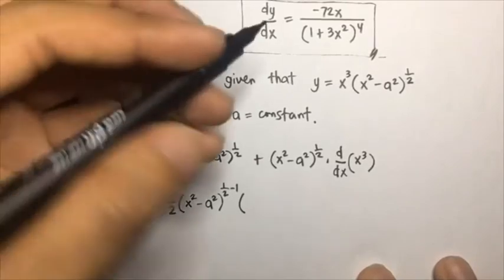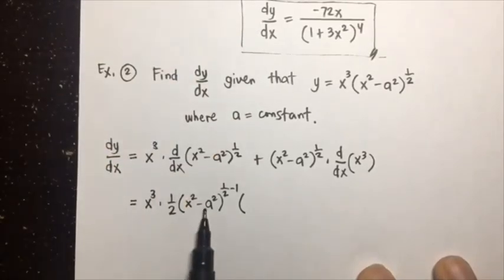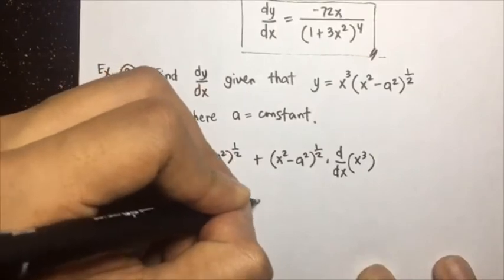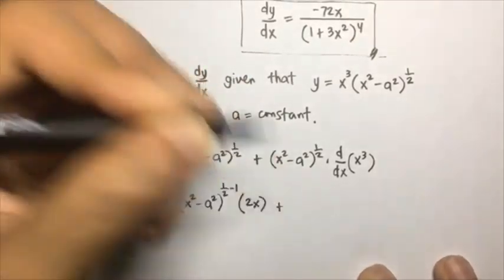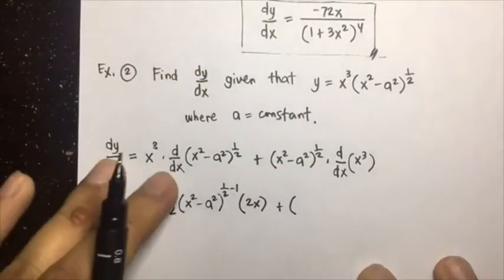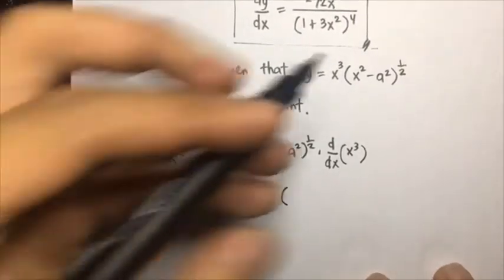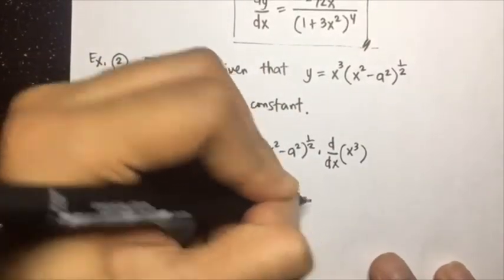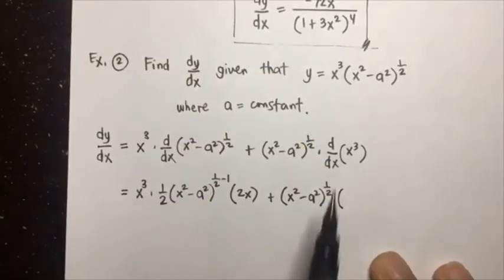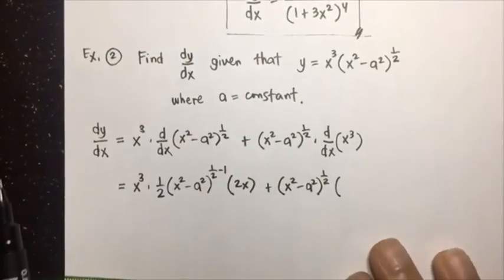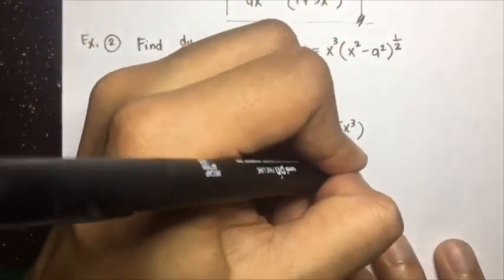So the derivative of x squared minus a squared, that is 2x, since a is a constant. Plus, we have, copy x squared minus a squared raised to 1 half multiplied by the derivative of x cubed, so that is 3x squared.